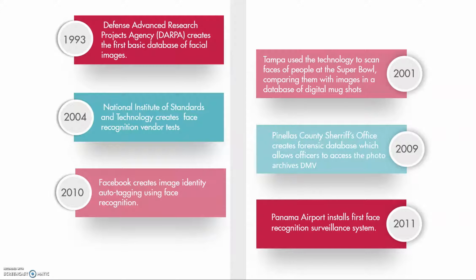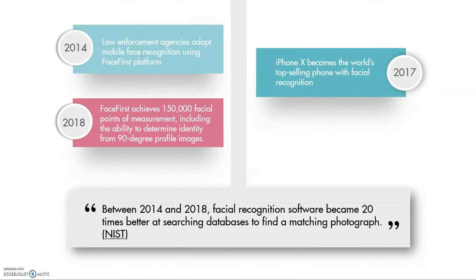In 2004, the National Institute of Standards and Technology creates the Face Recognition Vendor Test, and this was done to help promote the commercial use of facial recognition systems as well as their development. And in 2009, the Pinellas County Sheriff's Office creates a forensic database, which allows officers to access DMV photo archives. In 2010, Facebook creates image identity auto tagging using face recognition. And in 2011, Panama Airport installs the first face recognition surveillance system. In 2014, law enforcement agencies adopt mobile face recognition using the FaceFirst platform.